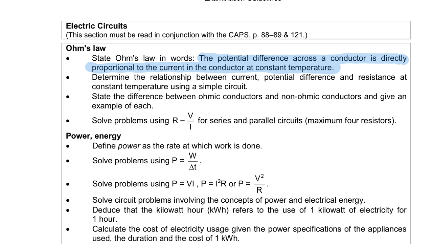Now, they're going to lose a mark. And the reason for that is it needs to be stated at constant temperature because the resistance of that particular conductor needs to be constant if Ohm's law is going to hold true. You also need to know how to state the difference between ohmic conductors and non-ohmic conductors. So knowing this is very important.